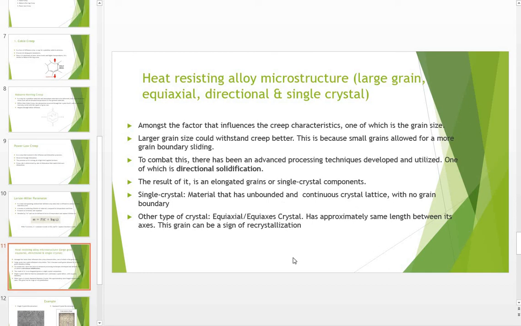And there's also another type of crystal called equiaxed crystal. This is a crystal that has axes of approximately the same length, and its existence can indicate a phenomenon of recrystallization.